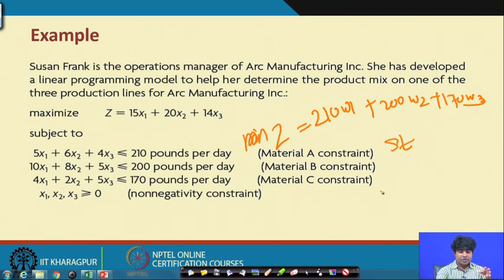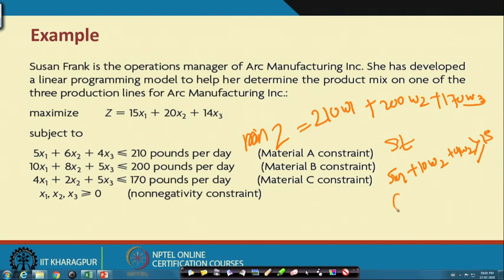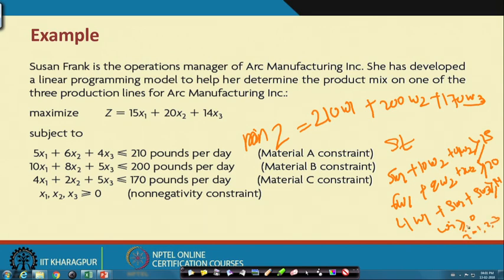Technically it will be like this: 5 W1 plus 10 W2 plus 4 W3 greater than or equal to 15, the first objective function coefficient. Similarly, 6 W1 plus 8 W2 plus 2 W3 greater than or equal to 20, the second objective function coefficient, and 4 W1 plus 5 W2 plus 5 W3 greater than or equal to 14, the third objective function coefficient, and Wi greater than or equal to 0, where i equals 1 to 3. This is the typical structure of the dual problem corresponding to the primal problem.